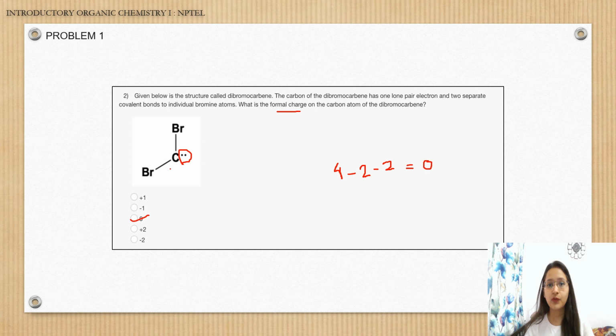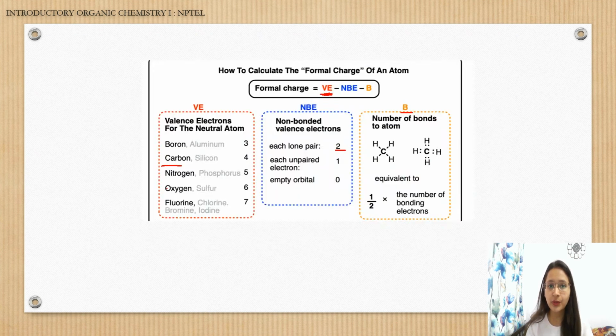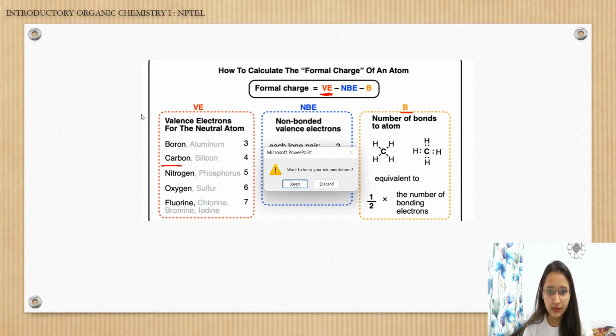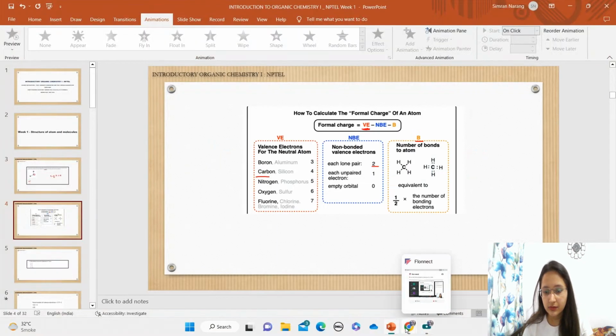If in the place of this lone pair you have a radical on this carbon, then the contribution for the electron will be 1. For radical, we are counting one electron, but for lone pair, we are counting two electrons. So that is why we are writing here 2. 4 is the valency of the carbon, 2 is the non-bonded electrons, and again 2 because of the number of bonds that are currently formed by the carbon, right? So this is how you are going to calculate the formal charge of the carbon. Is it clear now? Yeah.